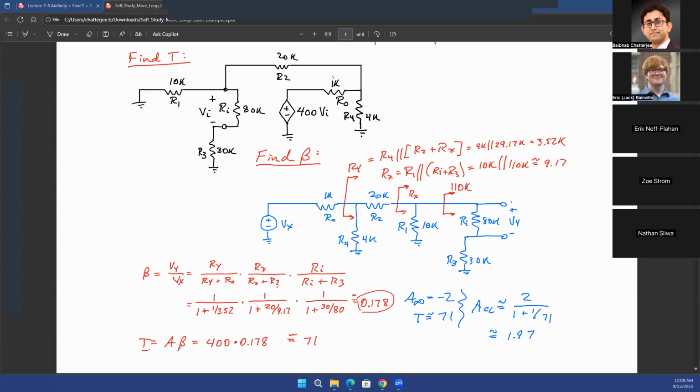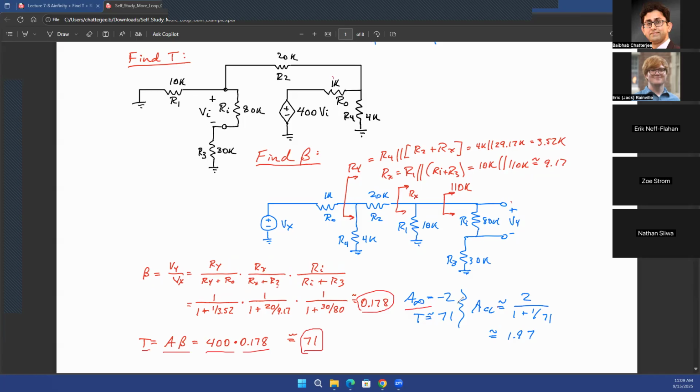Your T, which is the overall loop gain, is going to be 8 times beta. So 400 times this number, which is equal to 71. So overall, you see that you still have a very high loop gain. So T is pretty high, much more than 1, which is the expected condition.